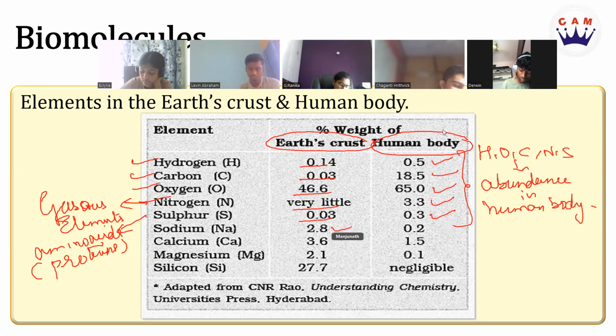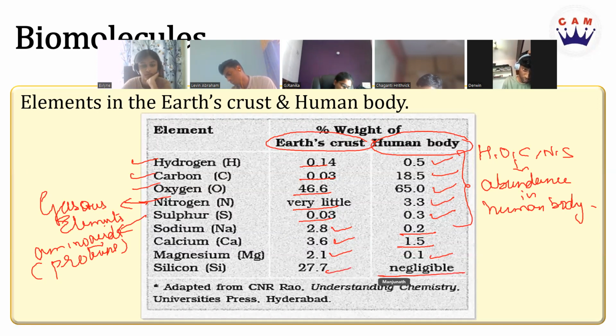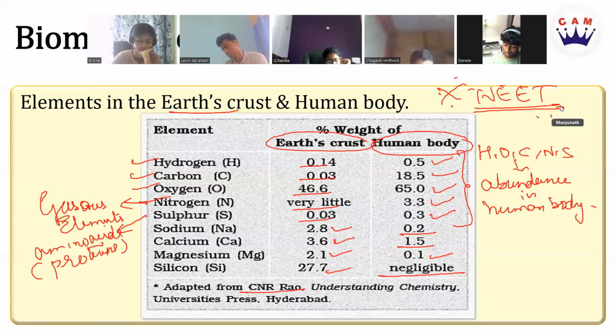But look at the other elements. Sodium, more in the earth crust, less in human. Calcium, 3.6 in the earth crust, less in the human body, 1.5. Magnesium, 2.1 in the earth crust, less in the human body, 0.1. Silicon, 27.7 in the earth crust, negligible in human. All this data has been derived from the scientist C.N.R. Rao and his analysis. This is a comparison of earth crust and human body. Very, very important for the NEET examination. Several times the question has appeared from this table. Hope you have understood. Next.